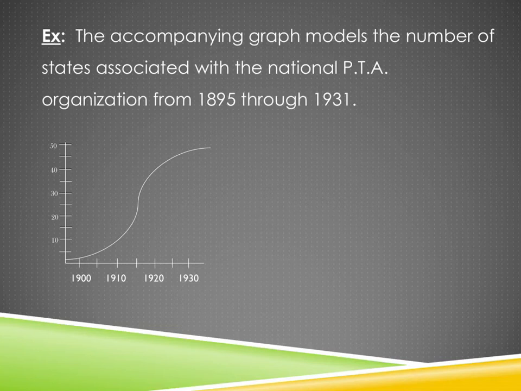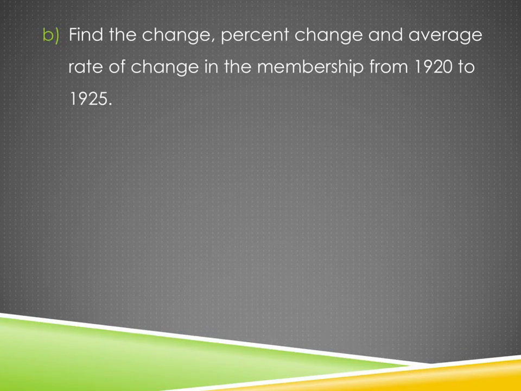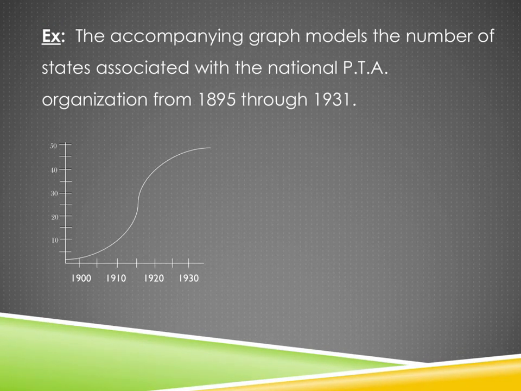So it's specifically looking at data in 1905 and 1915. So we need to figure out where is 1905 and where is 1915 on this supporting graph. So 1905 is right here, and 1915 is about right here.